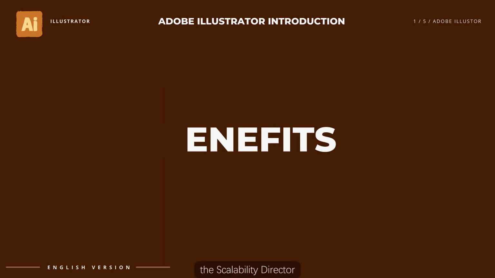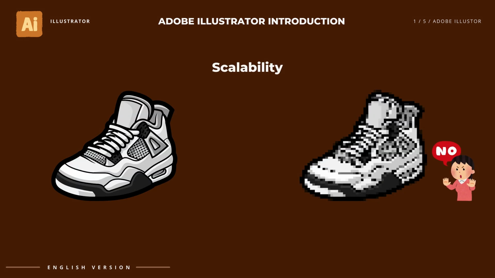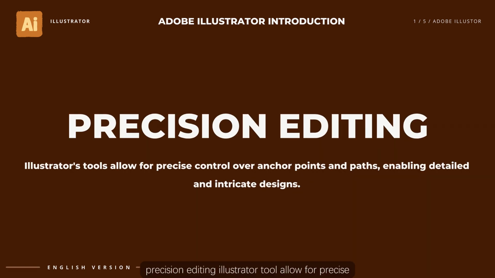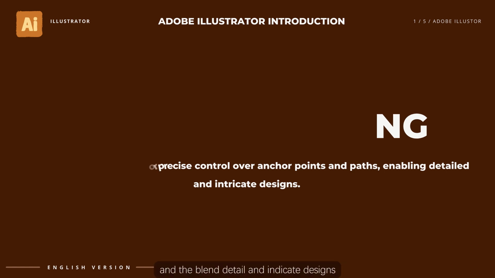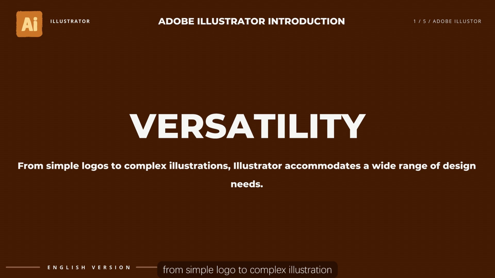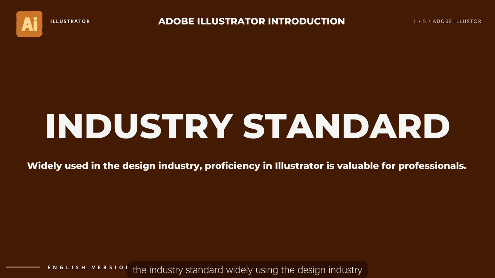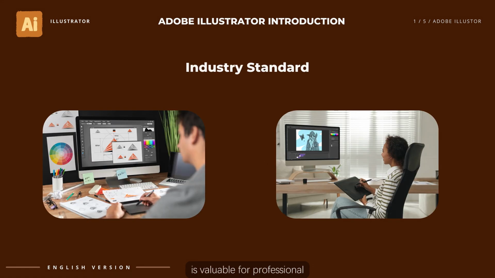For the benefits, the scalability: vector graphics can be resized without losing quality. The example for scalability is that you can resize your images without losing pixels. Precision editing: Illustrator tools allow for precise control over anchor points and paths, enabling detailed and intricate designs. The versatility: from simple logos to complex illustrations, it is the industry standard widely used in the design industry. Proficiency in Illustrator is valuable for professionals.